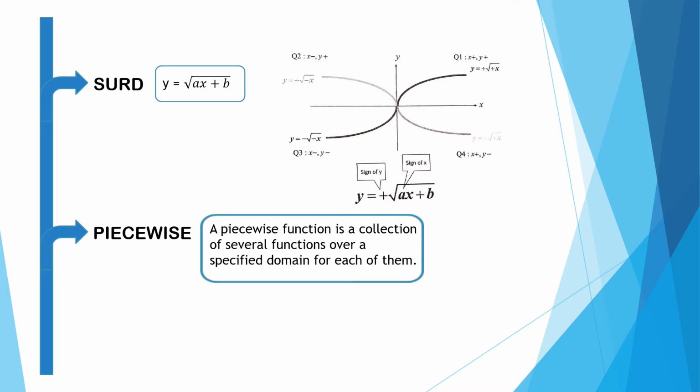A piecewise function is a collection of several functions over a specified domain for each of them. So basically, a piecewise function is just a combination of the other functions.